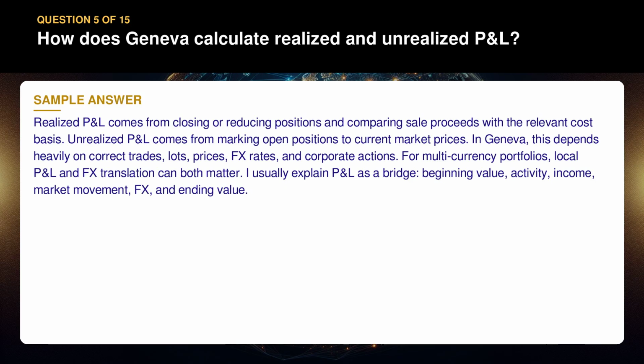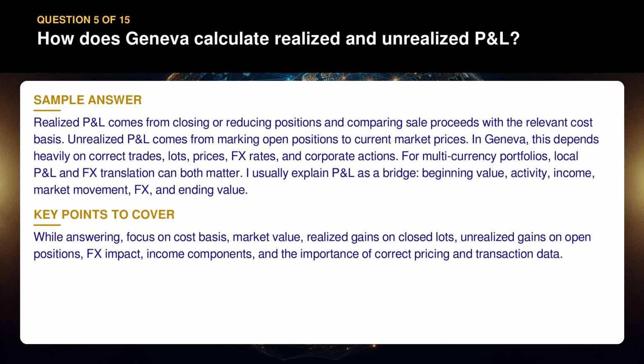I usually explain profit and loss as a bridge: beginning value, activity, income, market movement, FX, and ending value. While answering, focus on cost basis, market value, realized gains on closed lots, unrealized gains on open positions, FX impact, income components, and the importance of correct pricing and transaction data.